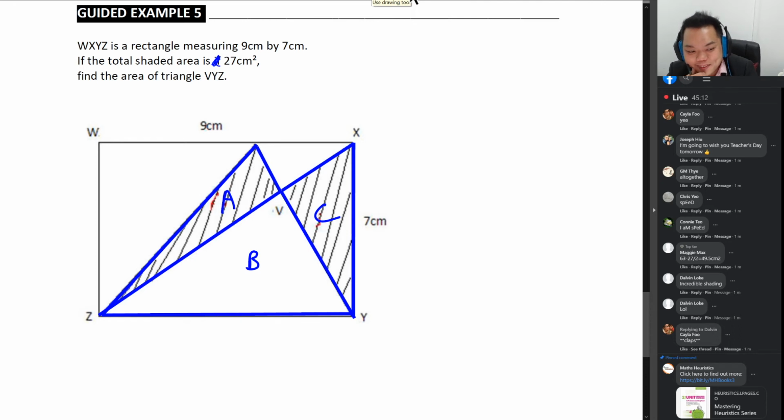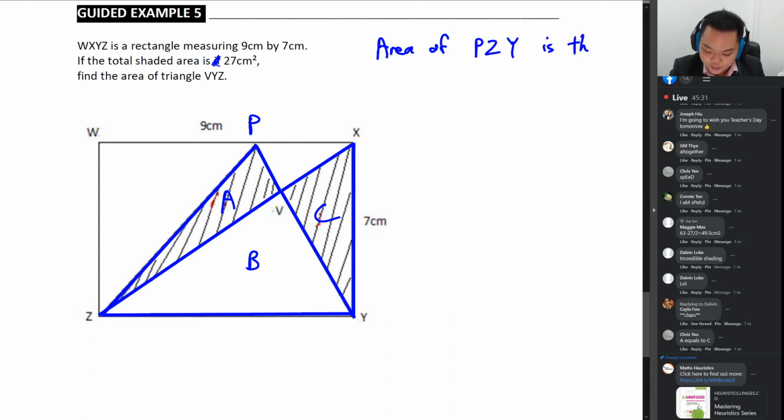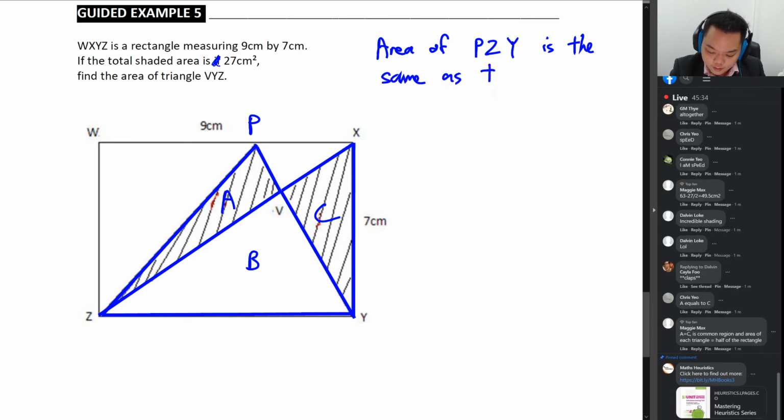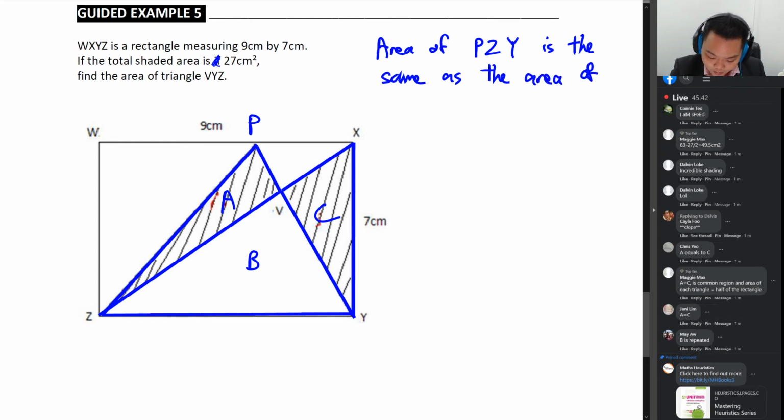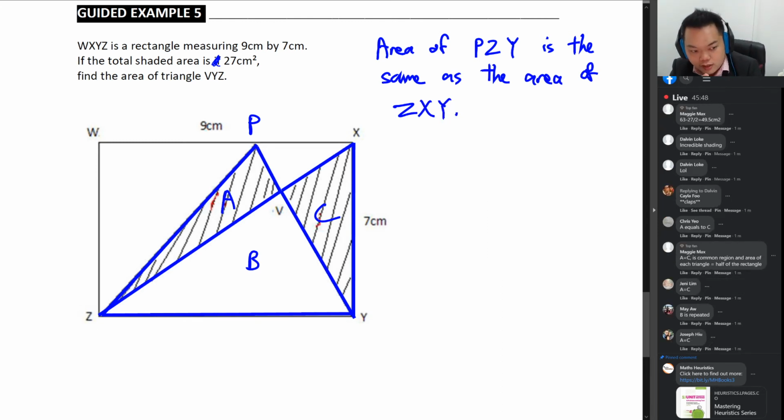Yeah, okay, can you all see that A plus B, let me call this region P, the area of PZY is the same as the area of triangle ZXY. Are you all able to see this? Okay, Jenny, you're correct. Dallas, you're correct. Maggie, you are correct. Also, B is repeated between them. Emily, you're correct.